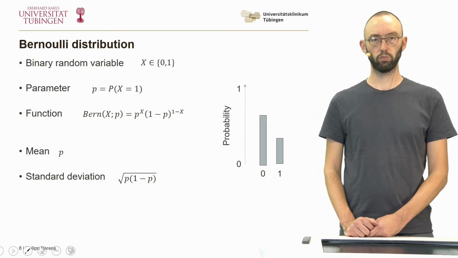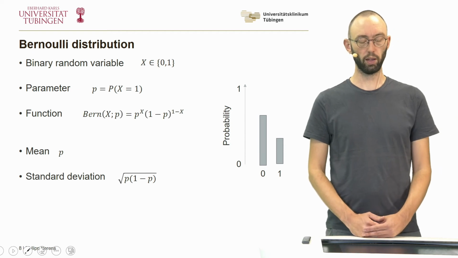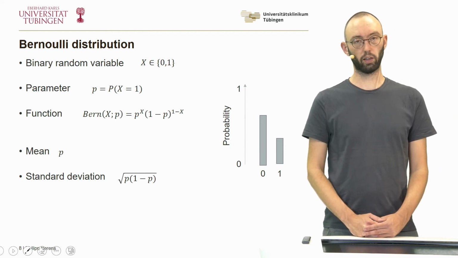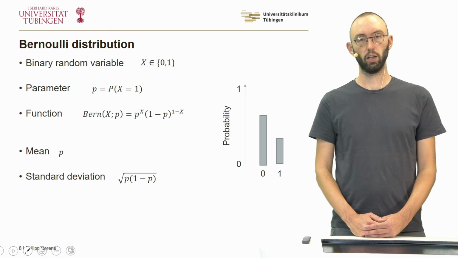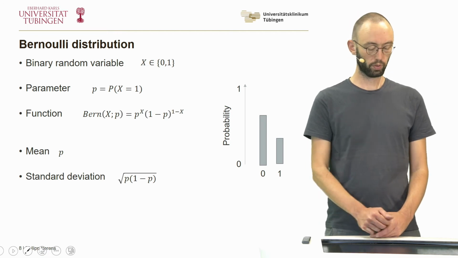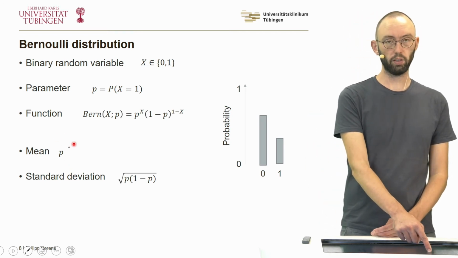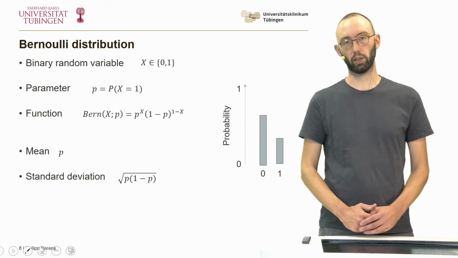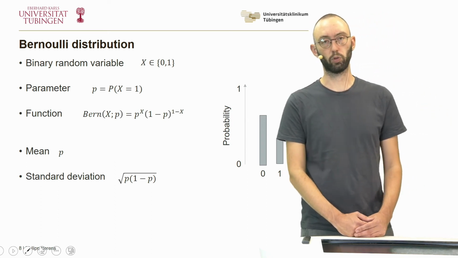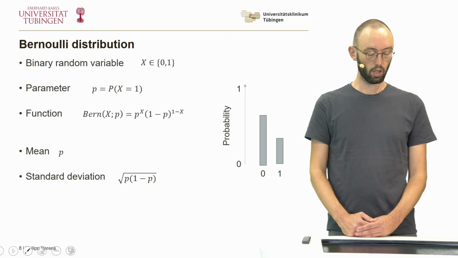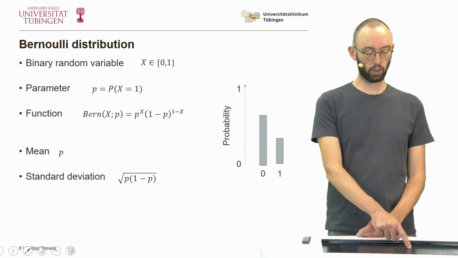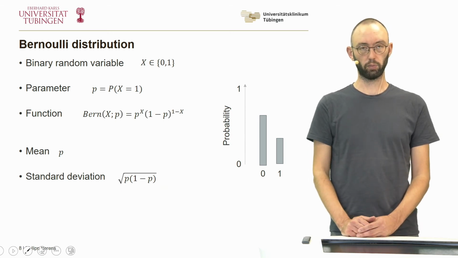We can compute with some math the mean and the standard deviation of a random variable that has a Bernoulli distribution, and we find that the mean is simply p, which also intuitively makes sense if p is the probability of observing a value of 1. The standard deviation is the square root of p times 1 minus p.